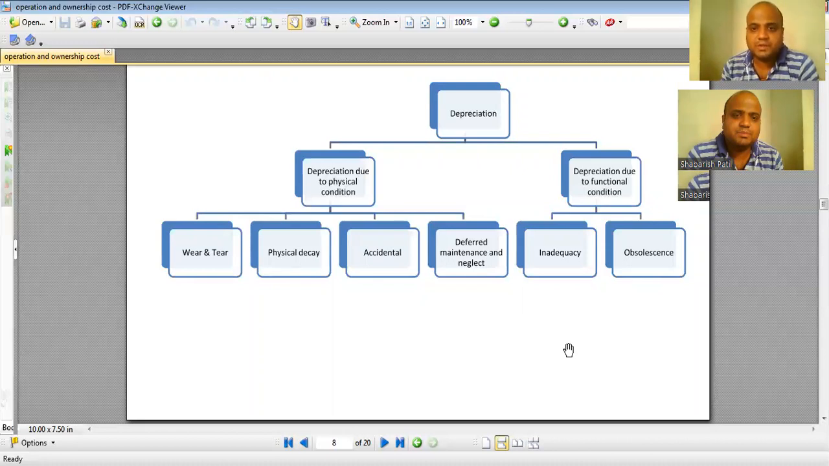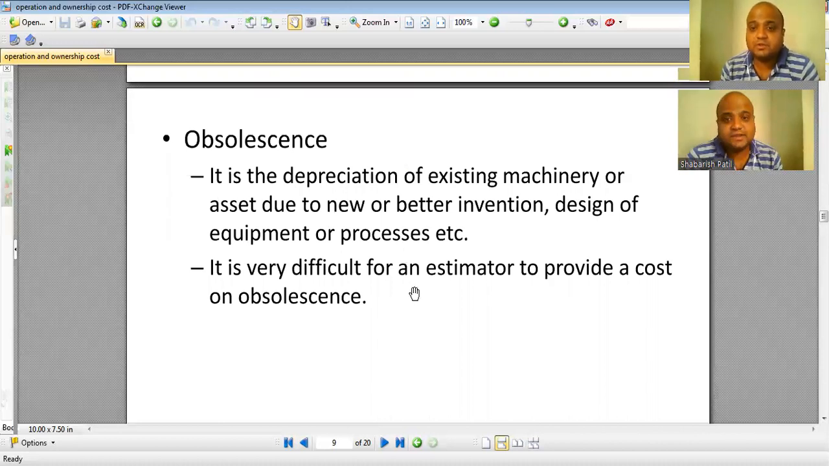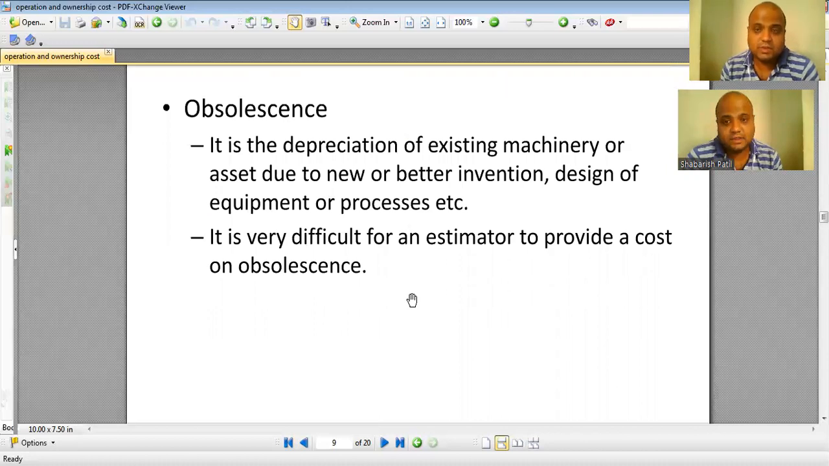Even the mobile you purchase becomes obsolete after 3 months or 6 months, because there is a much better performing mobile in the market that you can purchase at the same price. So that cost is called obsolescence. It is the depreciation of existing machinery or assets due to a new or better invention or design of the equipment in the process. It is very difficult for an estimator to provide an obsolescence cost. So we have to make an estimate, maybe with an experienced person, but it is not at all in our control.